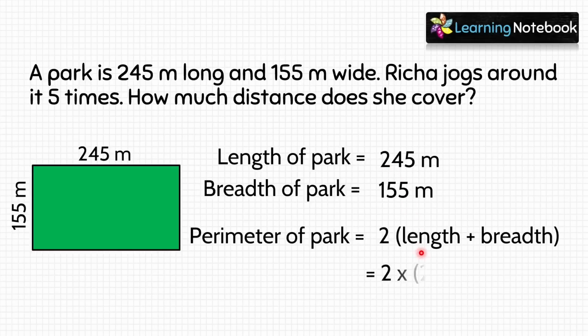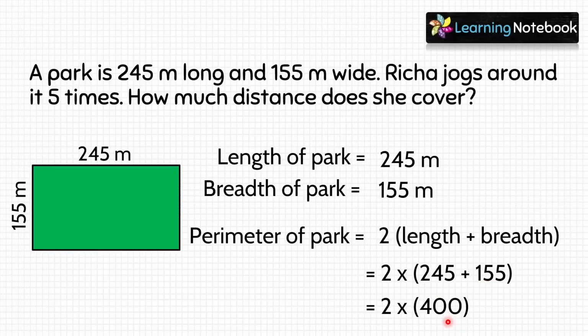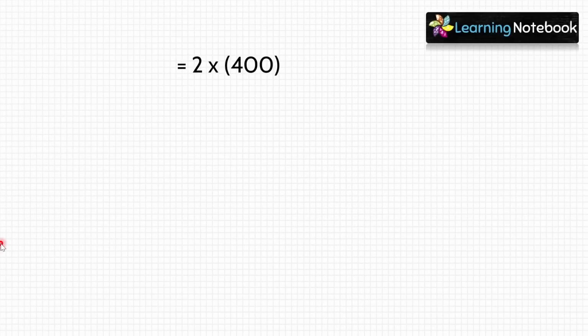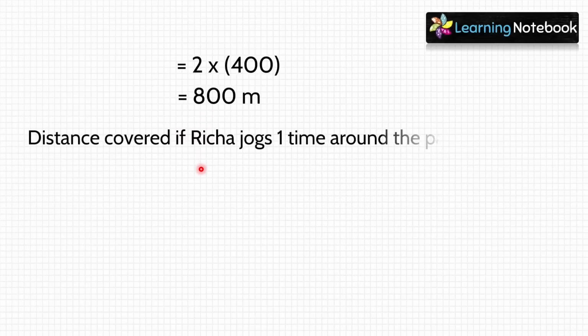Let's put the values here. Length equals to 245 and breadth equals to 155. And 245 plus 155 equals to 400. So we get 2 into 400, which is equal to 800 meter. So this is the perimeter of the park, or we can say this is the distance covered when Richa jogs 1 time around the park.